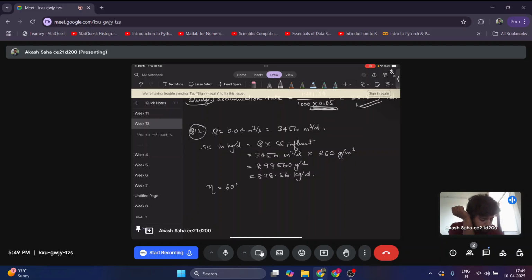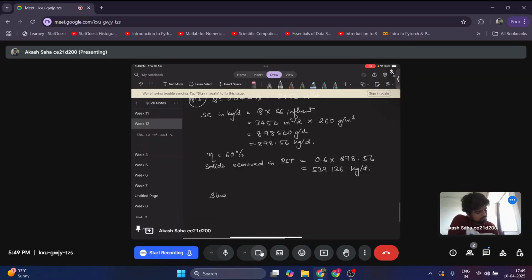Now removal efficiency is around 60%. So solids removed in PST will be around 0.6 into 898.56. That is around 539.136 kg per day. I'm going fast because the same problem was discussed earlier. So I'm just giving you the solution.